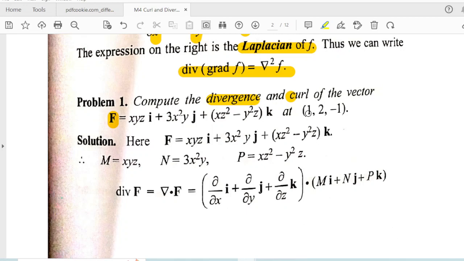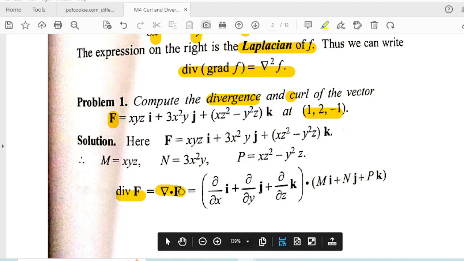This is a vector field and you have to find divergence and curl at the point 1, 2, minus 2. So firstly we have to find divergence. Divergence of f means del dot f bar.